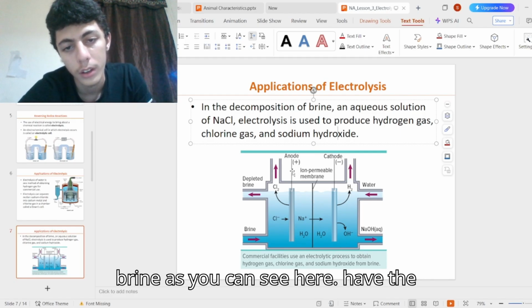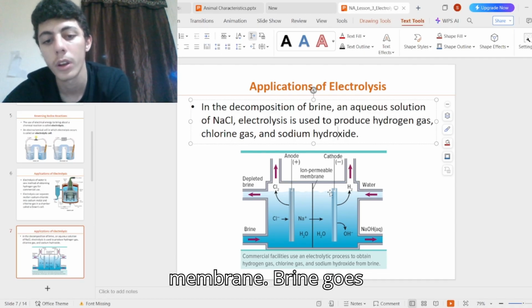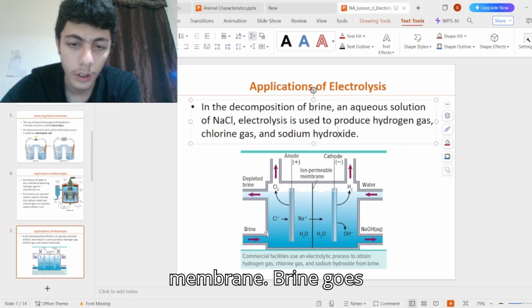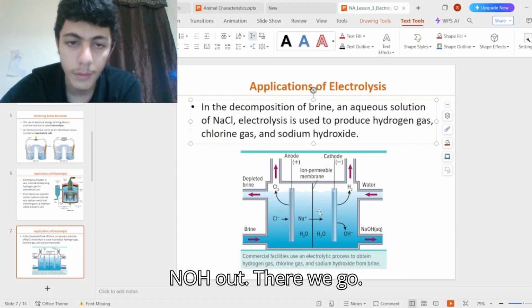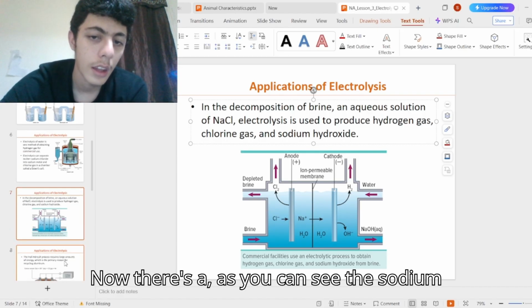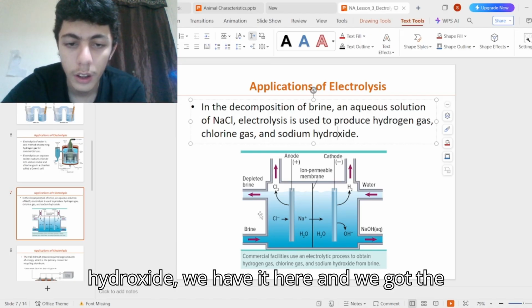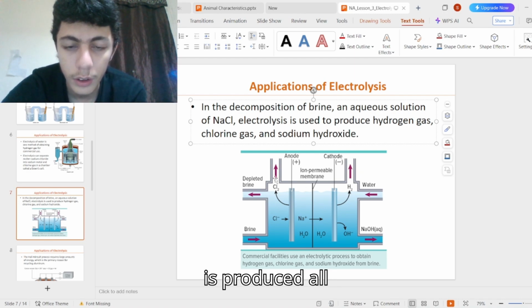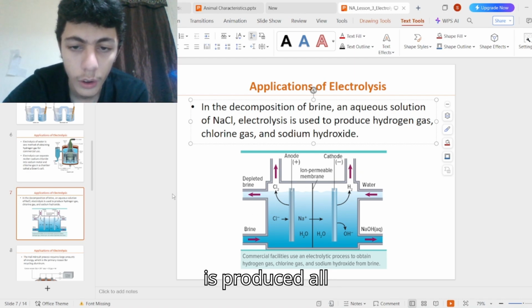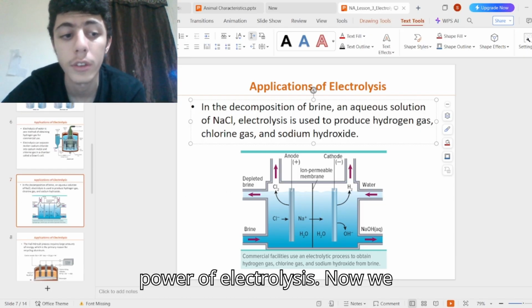As you can see here, you have the anode and the cathode with an ion-permeable membrane. Brine goes in, depleted brine out, water and NaOH out. There we go. As you can see, the sodium hydroxide, we have it here, and we have the depleted brine, and Cl2 and hydrogen are produced, all through the beautiful power of electrolysis.